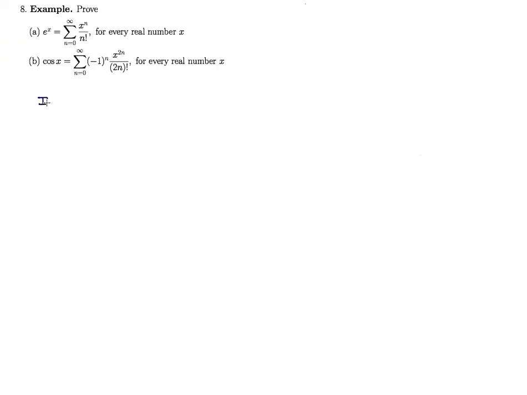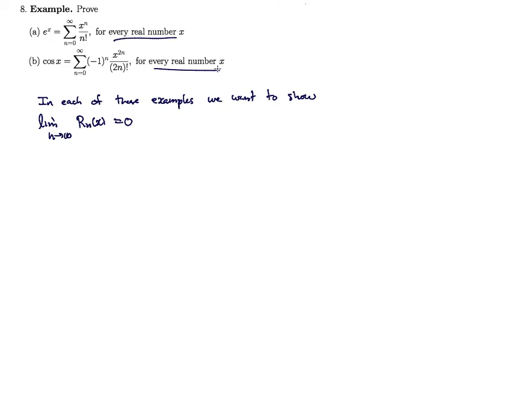So in each of these examples, we want to show that the limit as n goes to infinity of Rn of x is equal to 0. We want to show that the remainder goes to 0. In fact, since each question is asking us to show that the series representation is true for all values of x, we want to show that the remainder goes to 0 for all x in R, for all real numbers. So let's start with the first one, the exponential function.